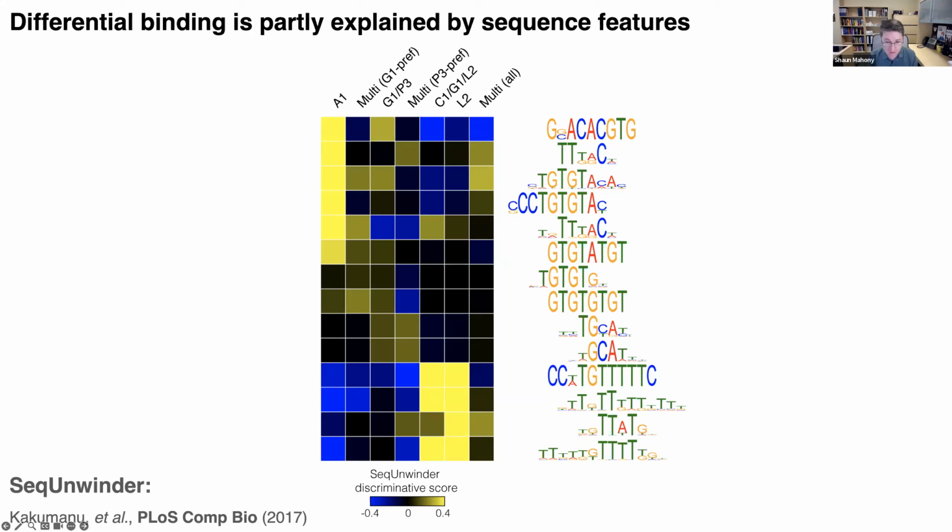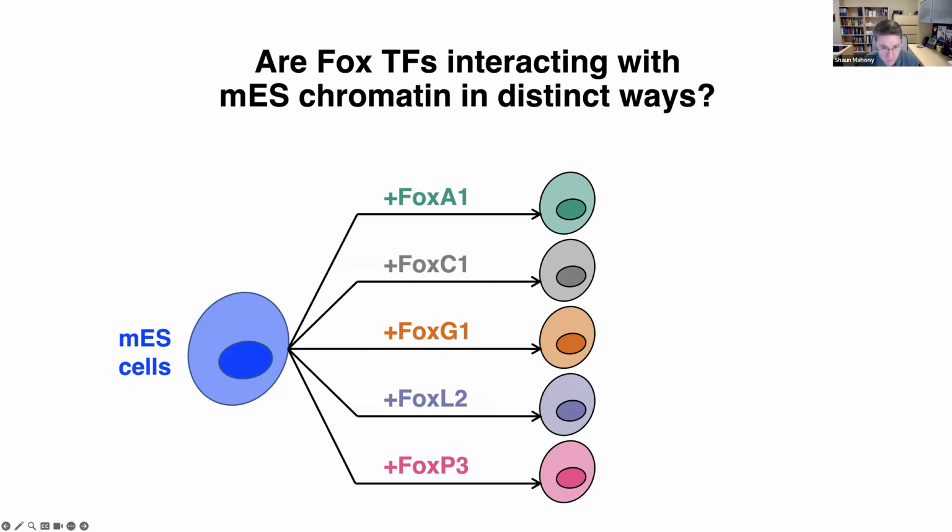So if it's not sequence, then what could be going on at these sites? Well, remember that we have overexpressed all of these factors in the same chromatin environment, but their interactions with that chromatin environment might vary. We know a lot about the mouse embryonic stem cell chromatin environment, so we can compare where these transcription factors are binding at 24 hours to what was happening in the regulatory environment at those sites in mouse embryonic stem cells.